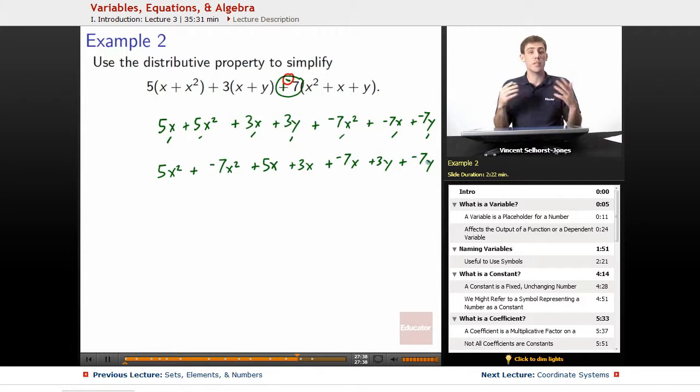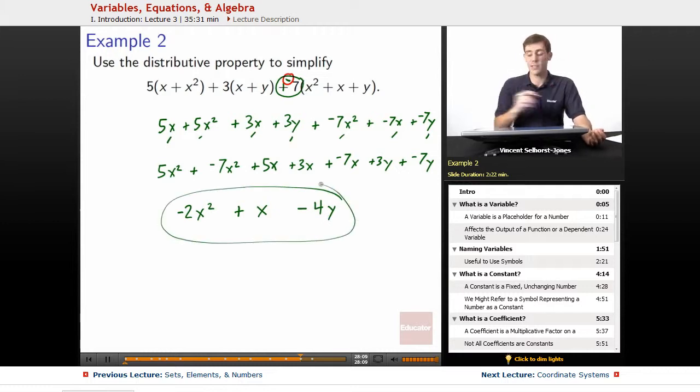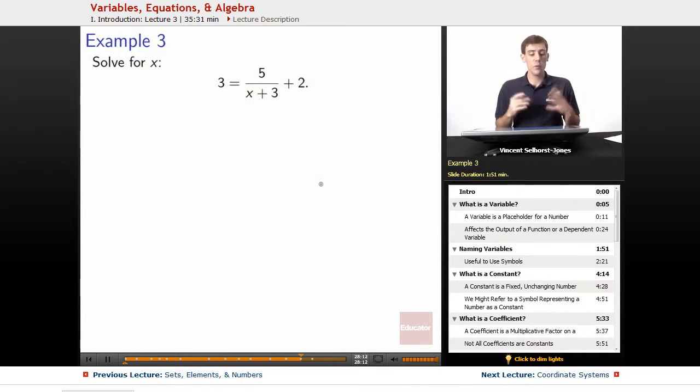So those tick marks just help us keep track of what we're doing. They're not necessary, but it makes it easier to follow so we don't accidentally make any mistakes. 5x squared plus negative 7x squared will combine to become negative 2x squared. 5x plus 3x plus negative 7x, so we've got 8x minus 7x. We've got 1x, which we just write as x, and 3y plus negative 7y becomes negative 4y, which you can also just write as minus 4y. And there's our answer.